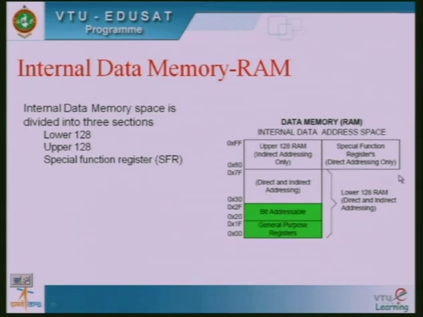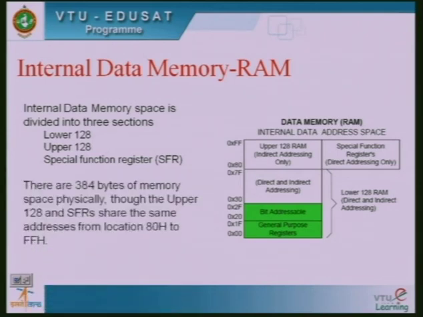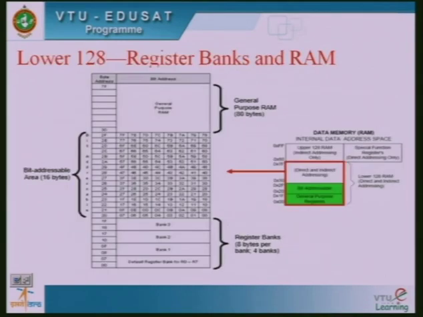As you can see, the total 256 bytes is divided into lower 128 and upper 128. The upper 128 is normally shared with special function registers, so the upper 128 and special function registers share the same area. So totally it has 384 bytes, and we'll see what this bit addressable area is. You can see the filled section here. The filled section is nothing but the bit addressable area. It occupies 16 bytes.